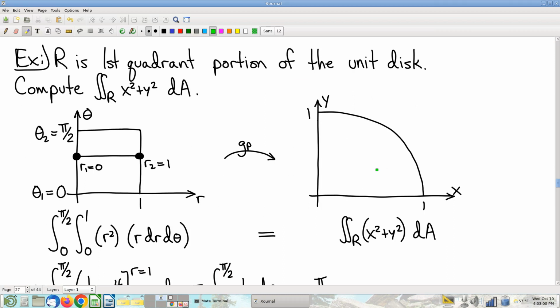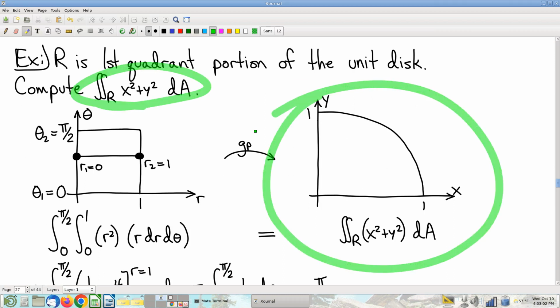Okay. All right, so let's see one in action. Here is a question. We want to compute this integral right here. We've got a domain. The domain is a quarter disk, and let's take a moment to speculate on how hard this integral might or might not be.